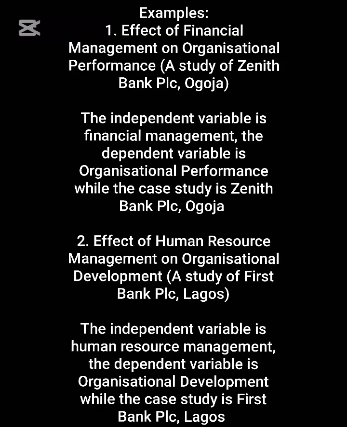Now, these are examples of how to pick a topic. You can see them. Effect of financial management on organizational performance. Effect, and you can see that the independent variable is financial management, the dependent is organizational performance, and the case study is the place, which is the company, the banks, any bank. The same thing: effect of human resource management on organizational development. The independent is human resource, the dependent is organizational development, and First Bank PLC is the case study.